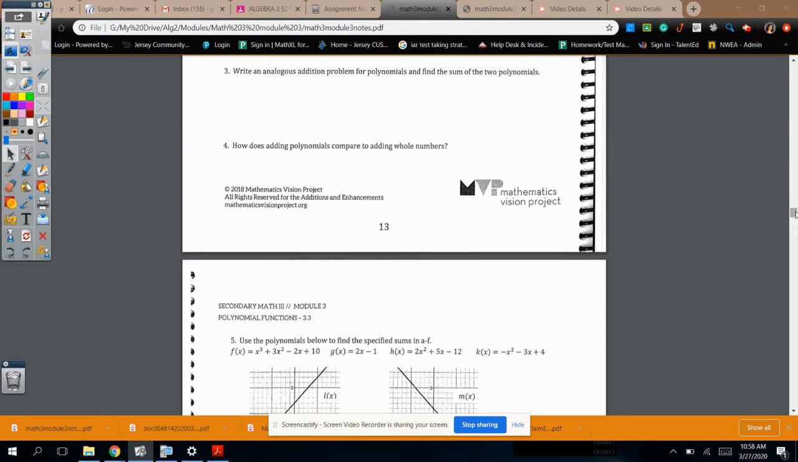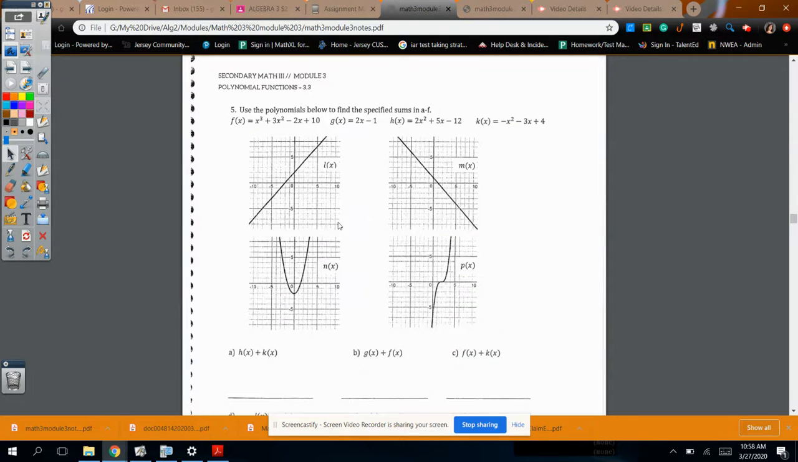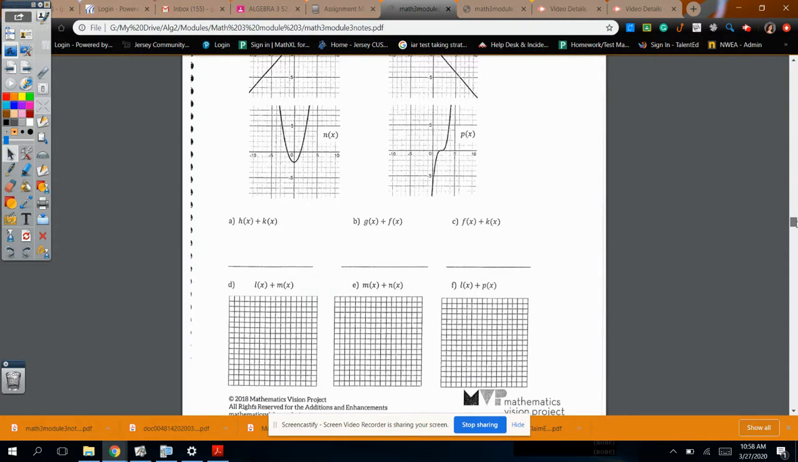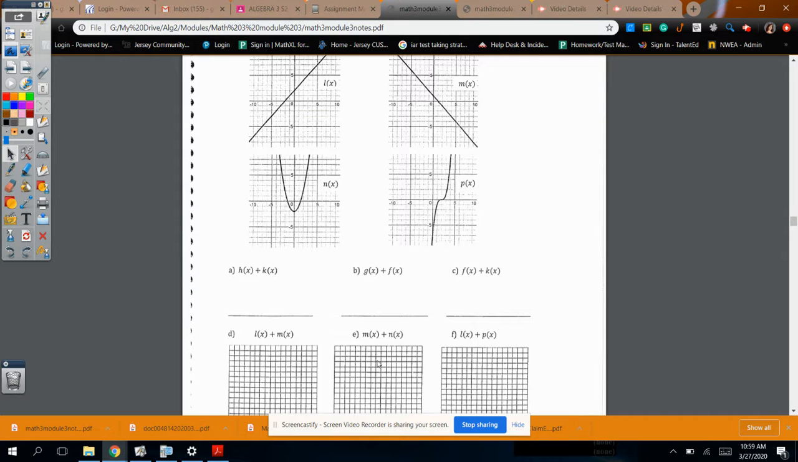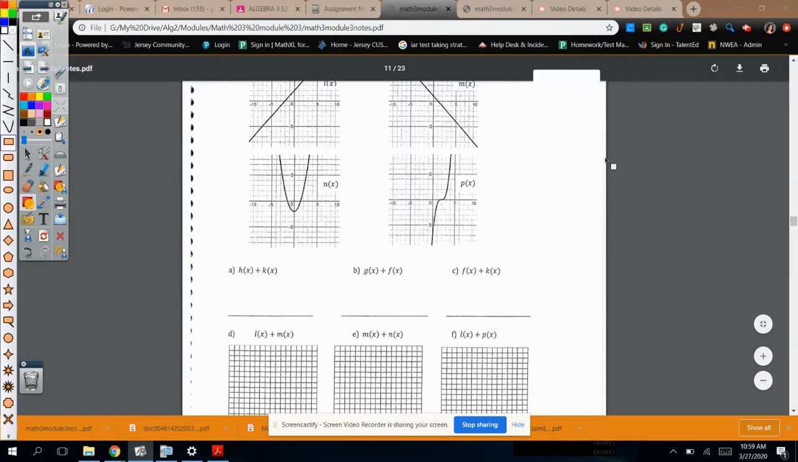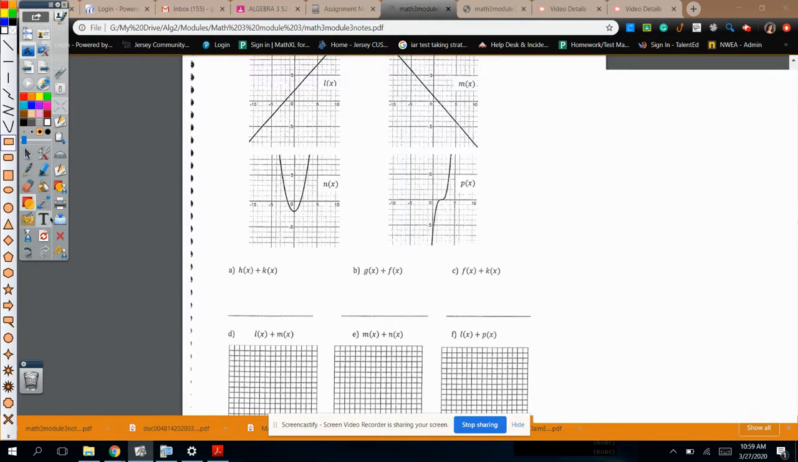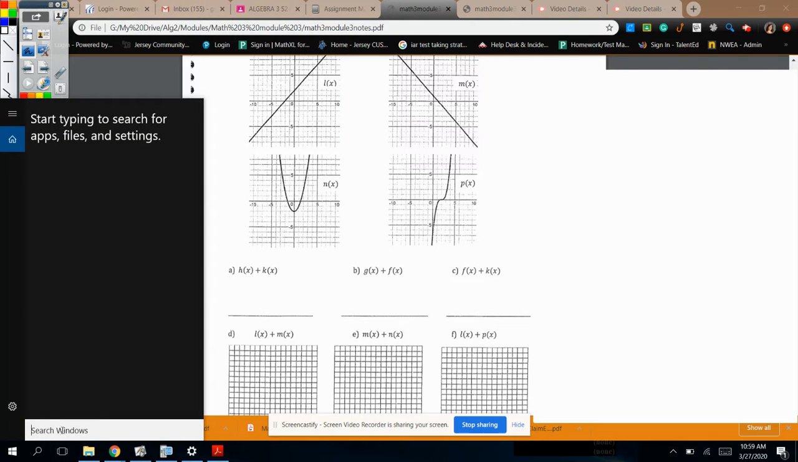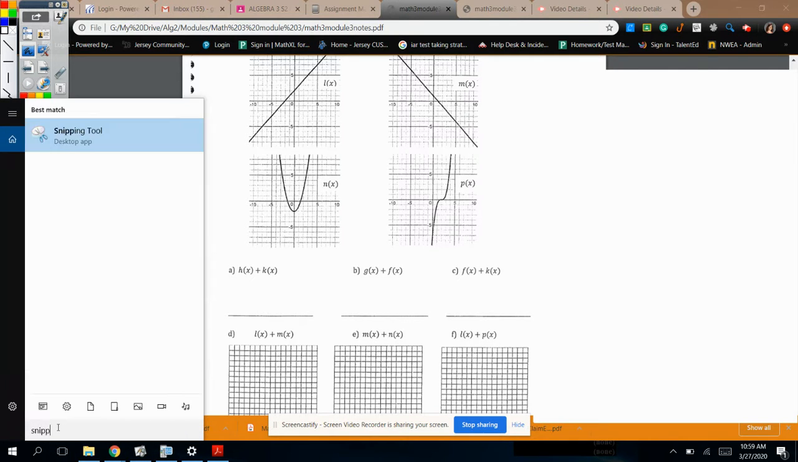Okay, this is why I cut your assignment short, because these are pretty tedious to work on, and I do want you to spend some time thinking about it. I'm going to talk to you about E, which is m of x adding to n of x. So this is the first time we're going to take a line and add it to a quadratic. I was going to try to make that graph paper bigger. Let's see if I can.